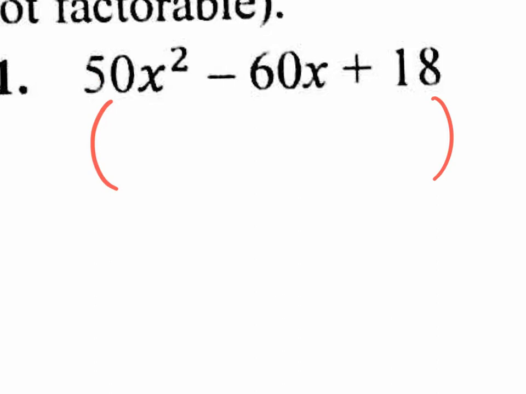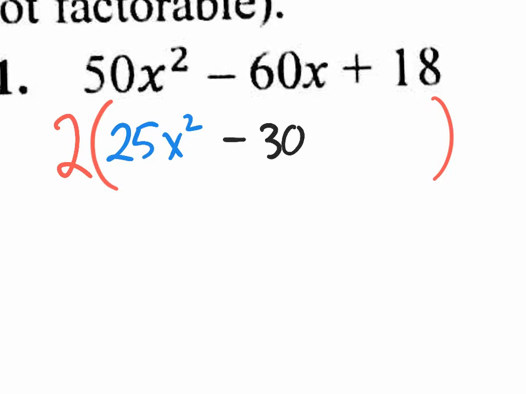Think about the coefficients, 50, 60, and 18. What could I pull out of there? Come on, guys, wake up. We can pull out a 2. So let's pull out a 2. What will we have left on the inside? A 25x squared minus 30x plus 9.